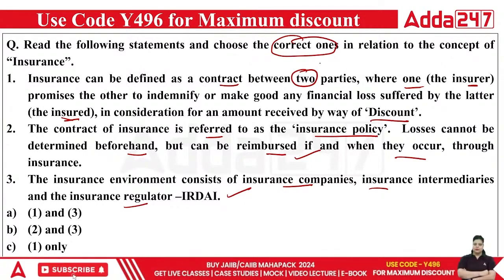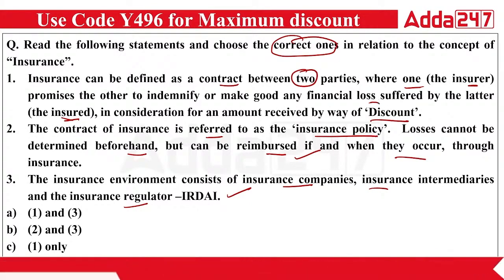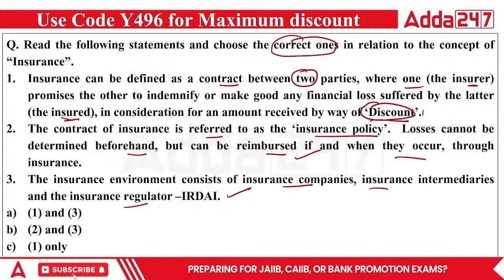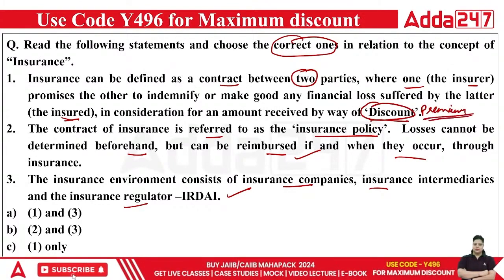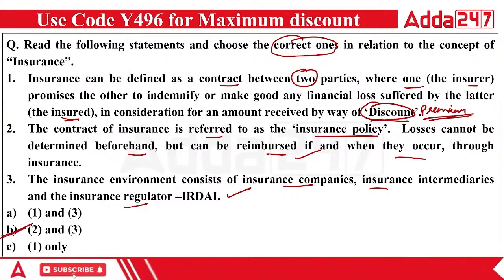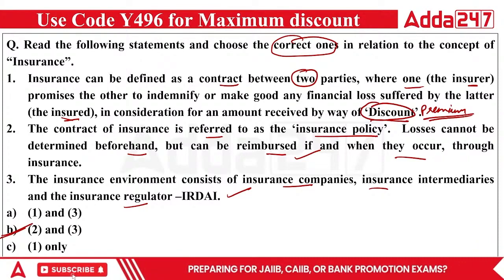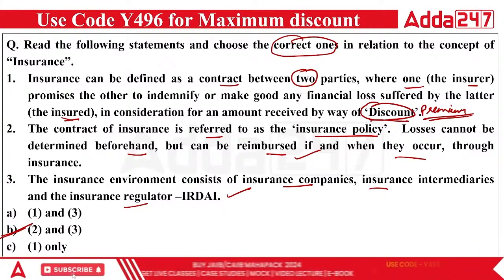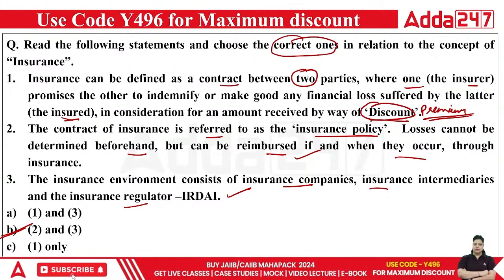The first one is not correct, because the consideration for the amount received is not by way of discount. By way of premium is the right answer. It should be premium. So the right answer is that the second and third are the only options which are correct about insurance. The second and third are the only correct ones in context to insurance.